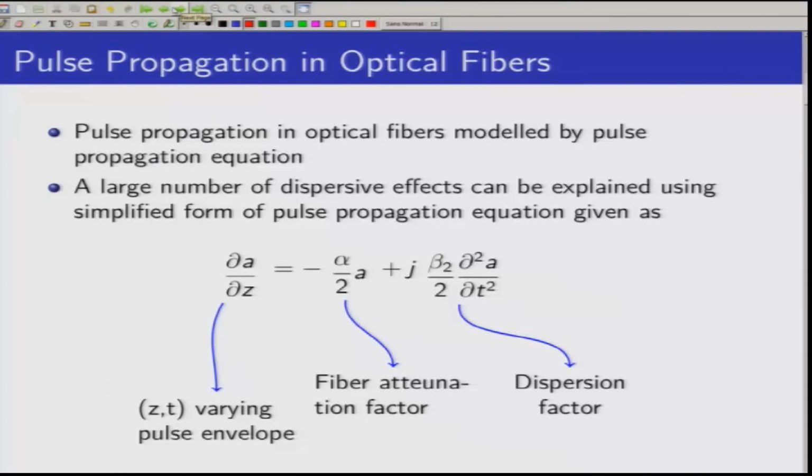To start with, we will try to model the pulse propagating by using the pulse propagation equation. A large number of dispersive effects can be explained using a simplified form of the pulse propagation equation given as this equation. A is the time varying as well as distance varying pulse envelope, while the next term is the fiber attenuation factor, and the third term takes care of the dispersion factor. So, the attenuation as well as the dispersion factor get modeled into the pulse propagation equation.